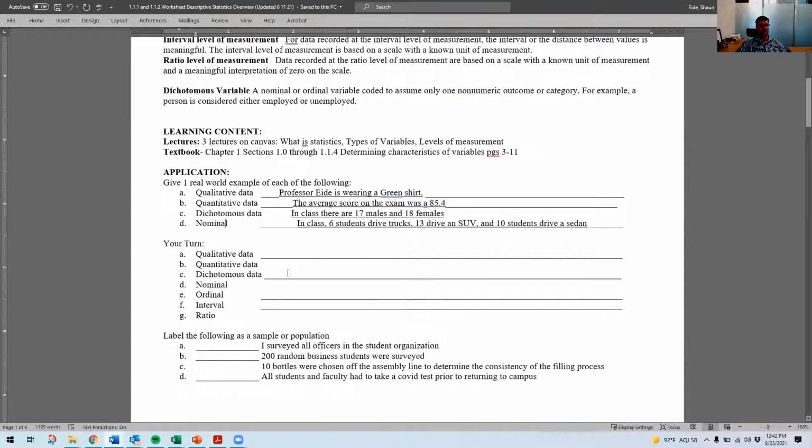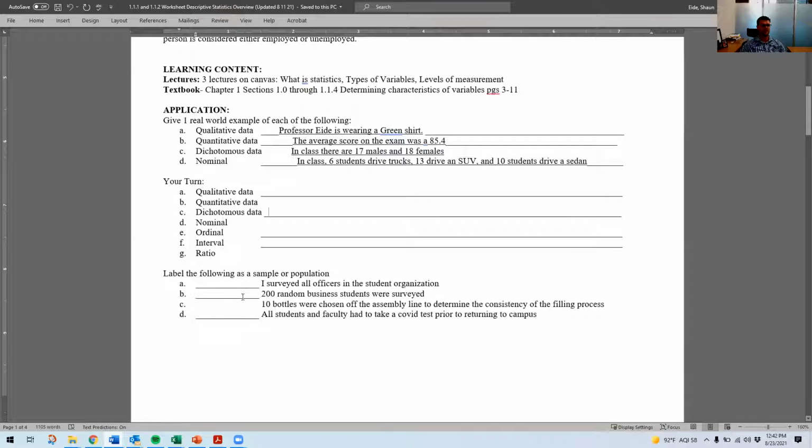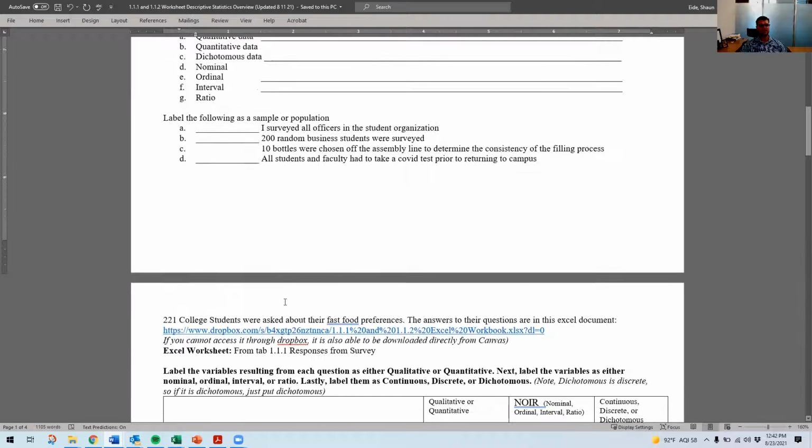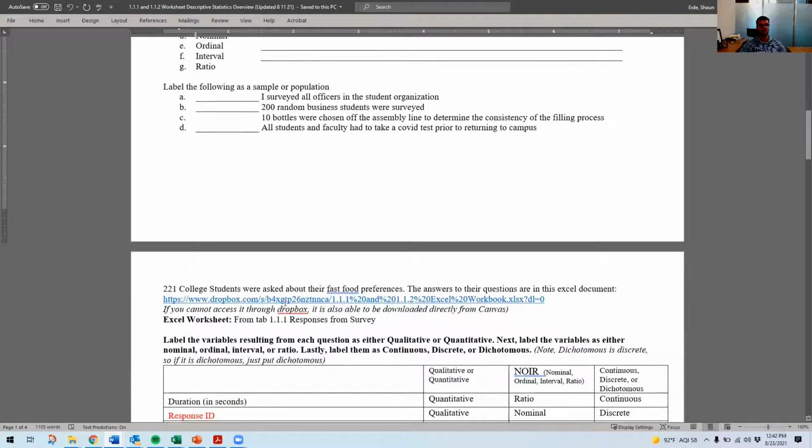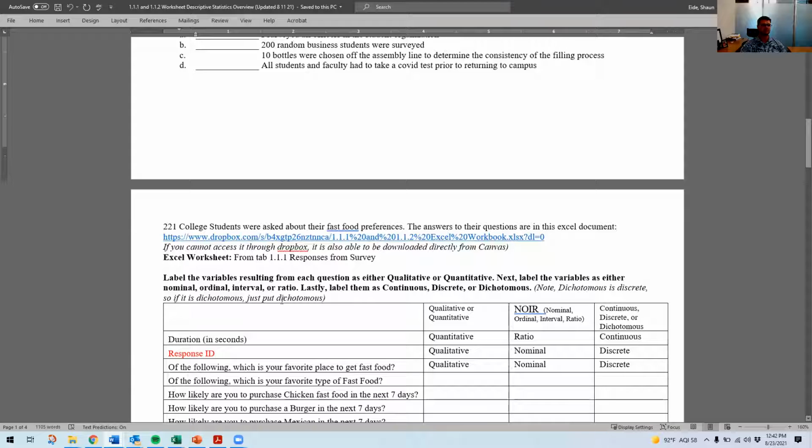And then it's like, okay, now it's your turn. Now that you looked at my examples, here is your opportunity to give your examples. So you've got qualitative, quantitative, dichotomous. And then when you get into your group, you're going to compare these with one another and make sure that you thoroughly understand, okay, I gave the right kind of data. Okay, and then label the following as a sample or population. And I might ask you some sort of question about this on the quiz as well.